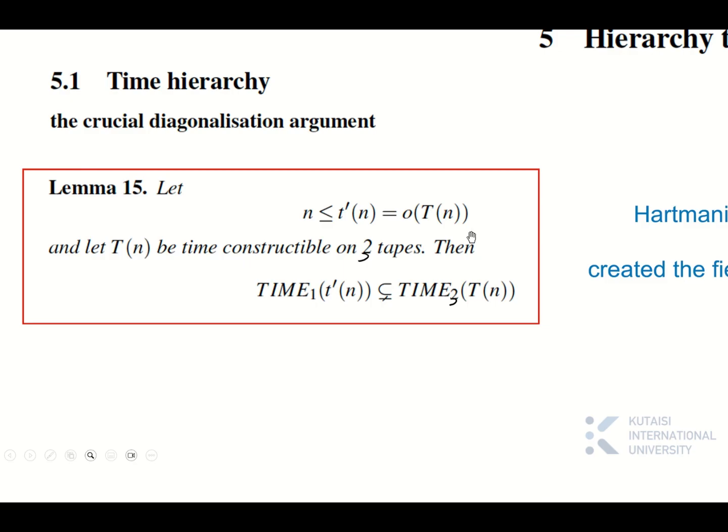Then what I'm claiming is that whatever I compute in t'(n) time on 1 tape is really less than what I can compute on 3 tapes in big T(n) time. Let's read it differently. This says that there exists a language that I can decide on a 3-tape Turing machine in T(n) time, but that can never be solved on 1 tape in small t(n) time. And this will imply the general theorem.